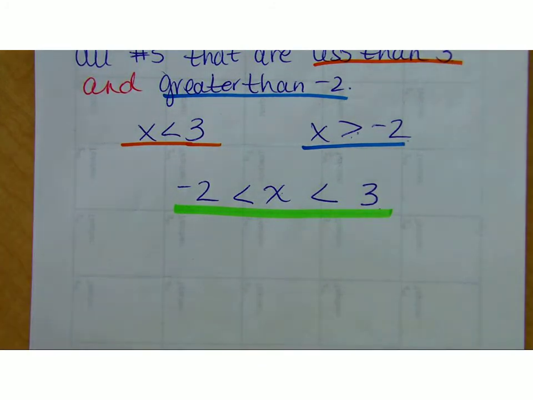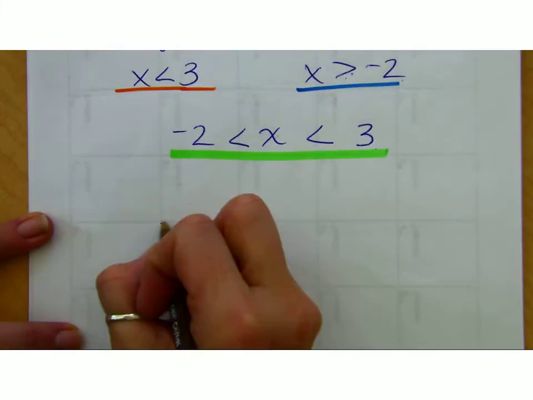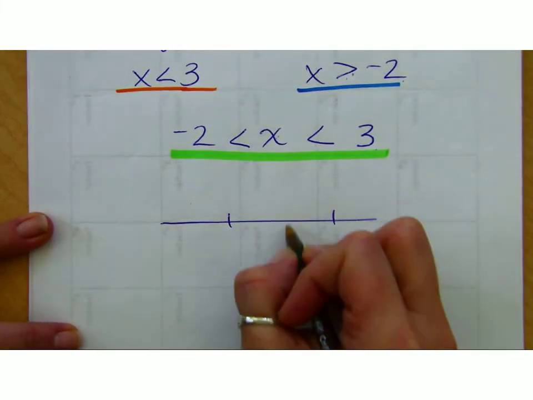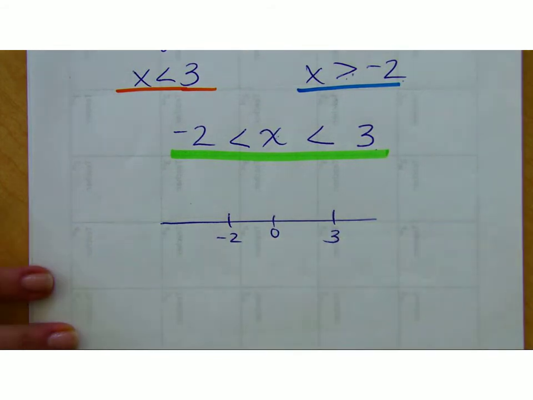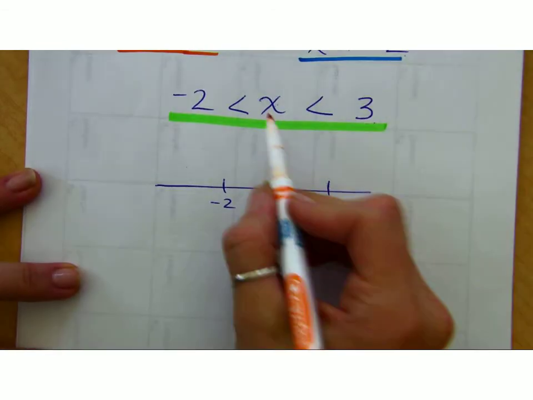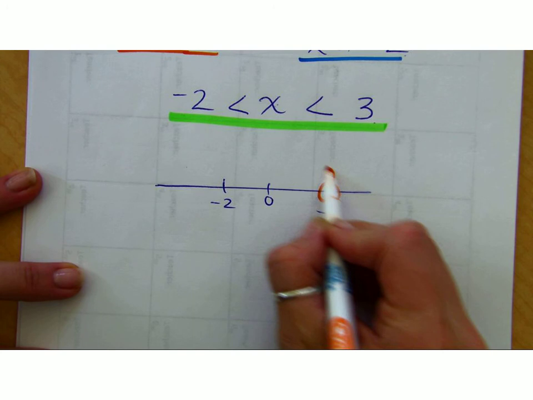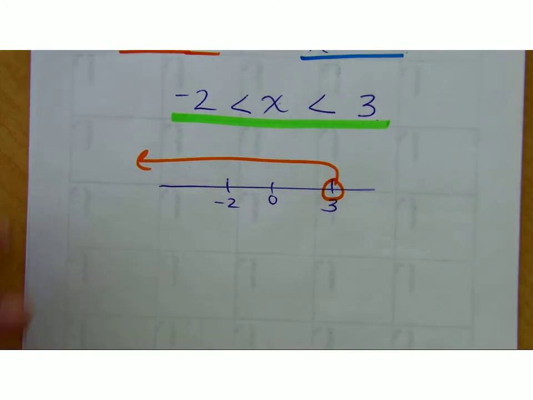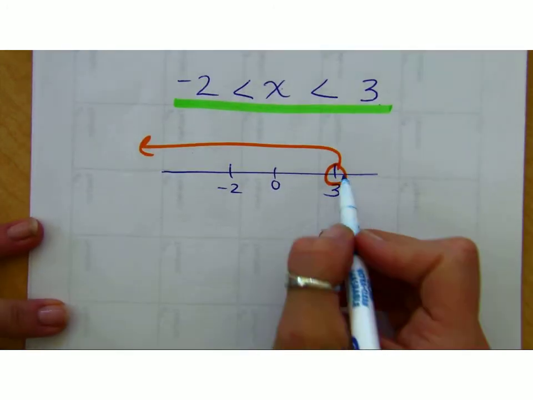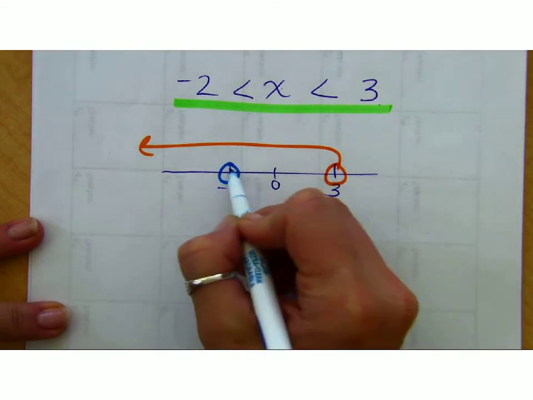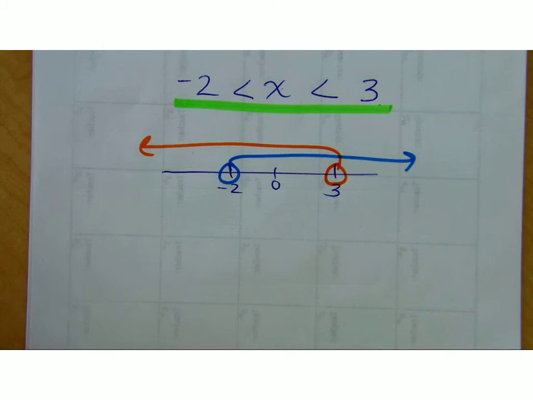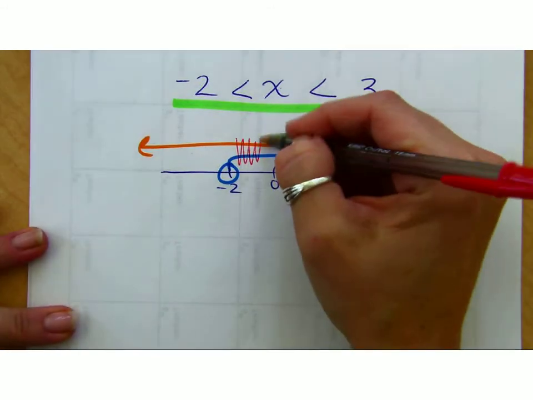All right, and so now we're going to graph that. And if this is 0, this is negative 2, and this is 3, go ahead. And you can decide if you want to have those arrows flapping off the ends or not. So x is less than 3, but I got to stop because it has to also be greater than negative 2. Do you see your overlap?